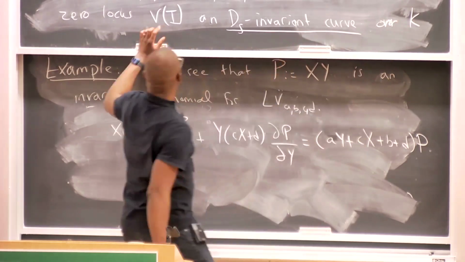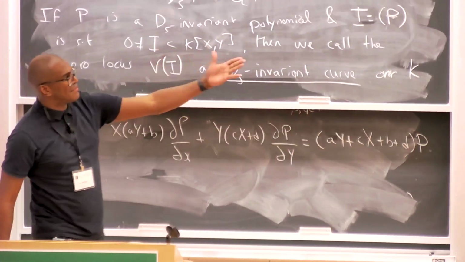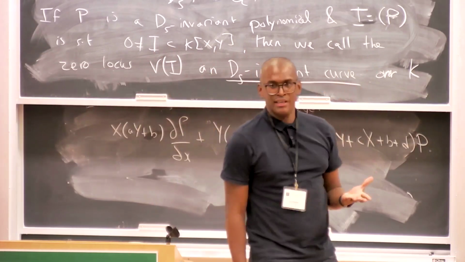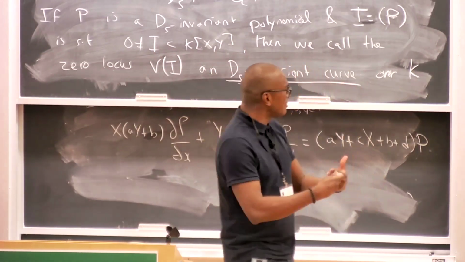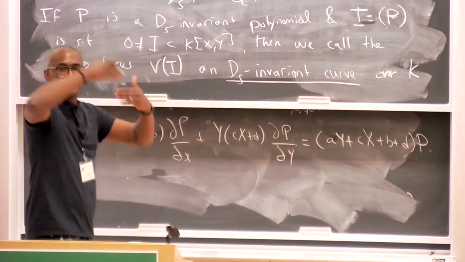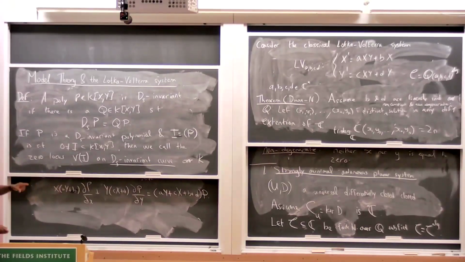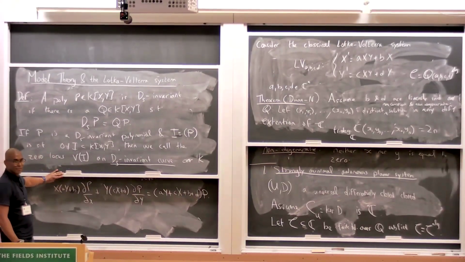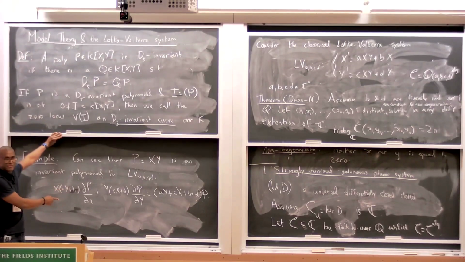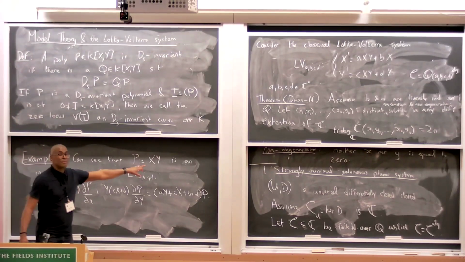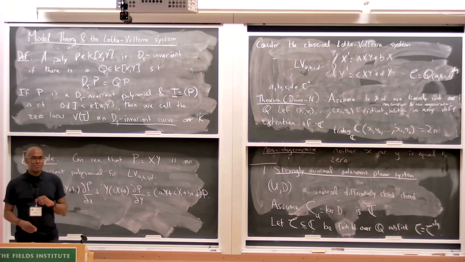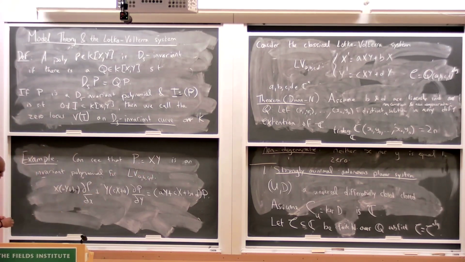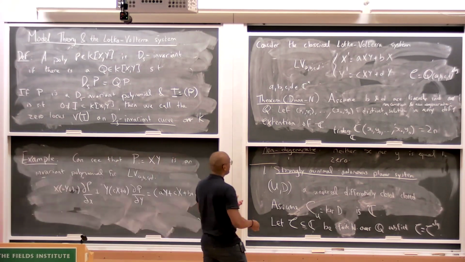Because the system is defined over C, the field of constants, you might go to a differential field extension to find this DS invariant curve. In this case, you didn't have to. The invariant polynomial was already over the same parameter field you started with. All right, and so now I can put in the definition.